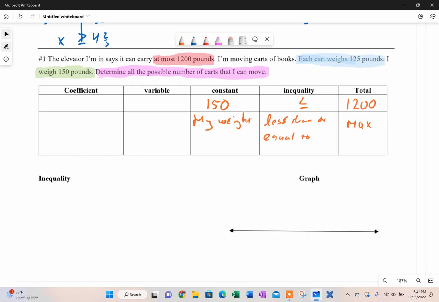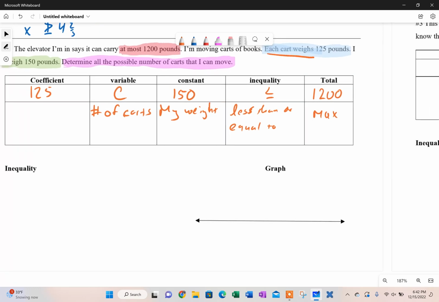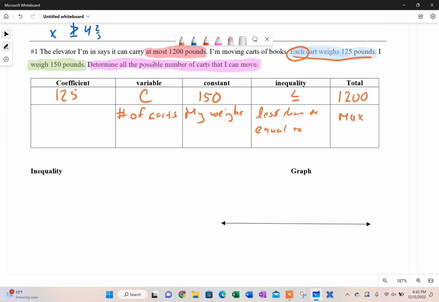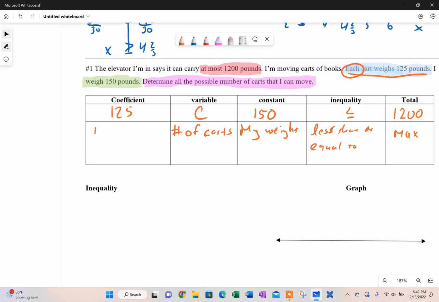The variable, I'm going to call it C because it represents the number of carts. And for those of you who think that this symbol means hashtag, I know it's hot, thank you. It means number. It's actually called a pound sign. And now my coefficient is going to be 125. And we know that because of this. Each cart weighs. This word each is super important. So that is the weight of each cart. Now, the words you should be looking for here are each, every, per, right?